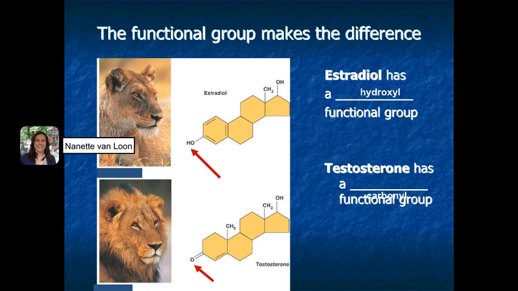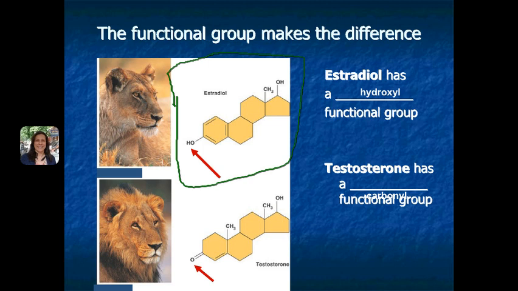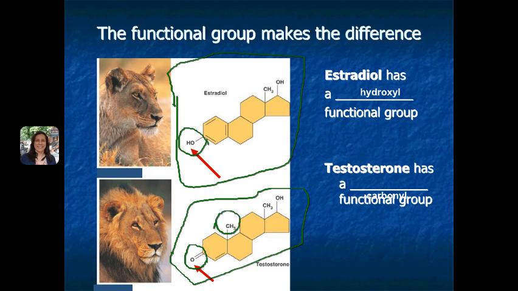Estradiol and testosterone are very closely related molecules, as you can see over here. They're both derived from cholesterol. Here is estradiol, and then underneath we can see testosterone. You can see there are a few differences: estradiol has this group, a hydroxyl group. Testosterone has a carbonyl group. And testosterone also has this group here, a methyl group attached.